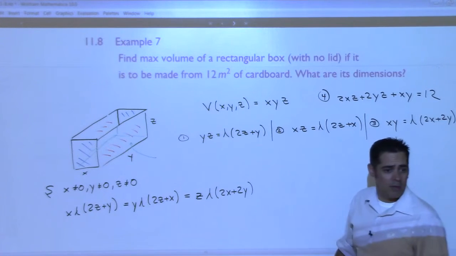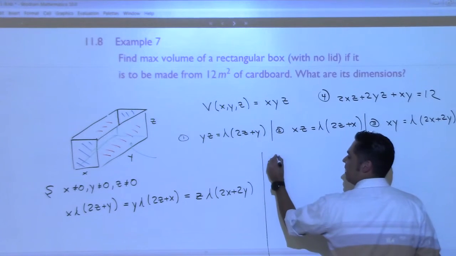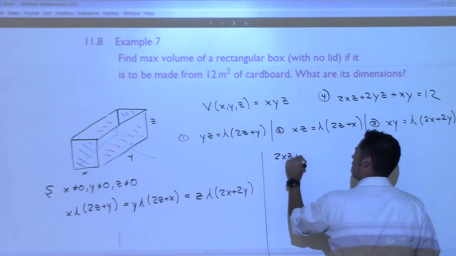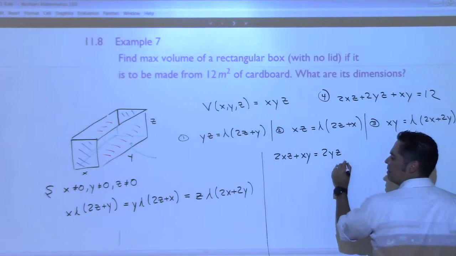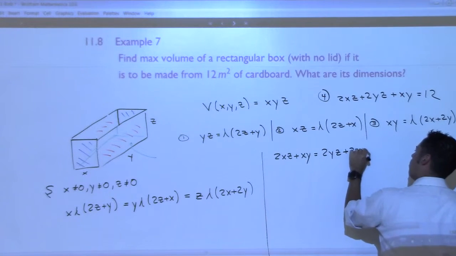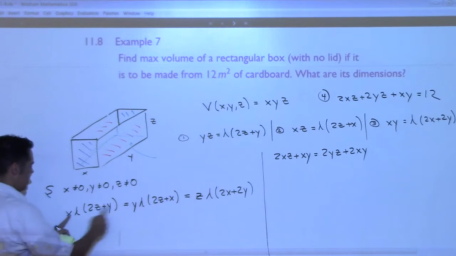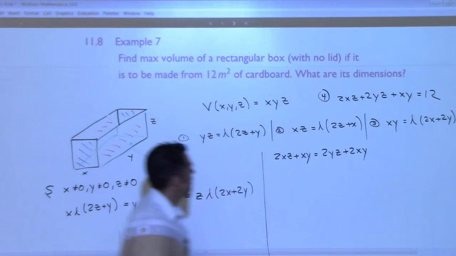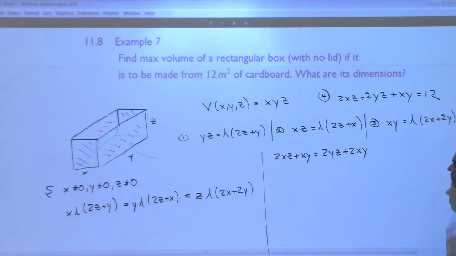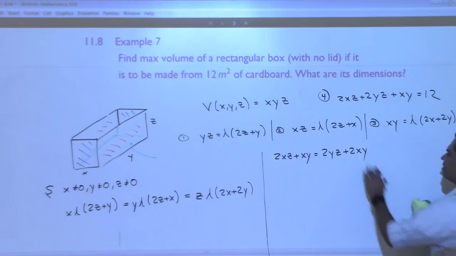Okay, so why don't we just get rid of all the lambdas? And if I get rid of the lambdas, I'm going to have this: 2xz plus xy equals 2yz plus 2xy. What did I do there? I got rid of the lambdas here, and then I distributed the x through, and I distributed the y through. Is that supposed to be 2xy, or should that just be xy? Oh, this one right here is just xy. Thank you.